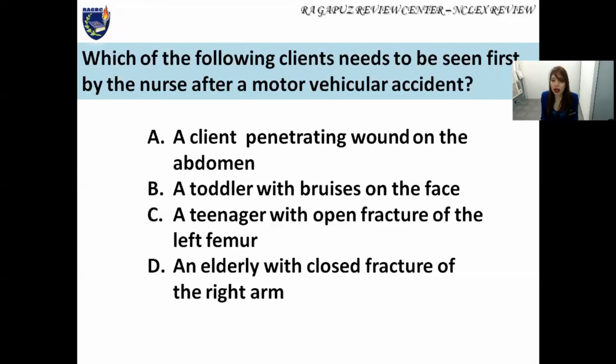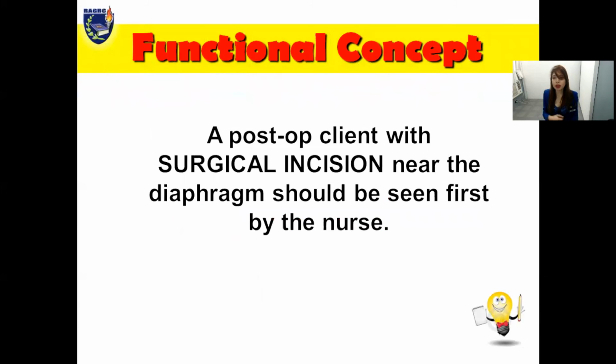So what did we say? A client with open fracture, specifically of the long bone, would be your priority because that can lead to fat embolism, leading to pulmonary embolism. So what is your answer? There's a major open fracture of the left. Another functional concept: a post-op client with a surgical incision near the diaphragm should be seen first by the nurse. Why? Because remember, a surgical incision in the diaphragm can impair deep breathing, or can get in the way of the proper deep breathing exercises and coughing of that client.